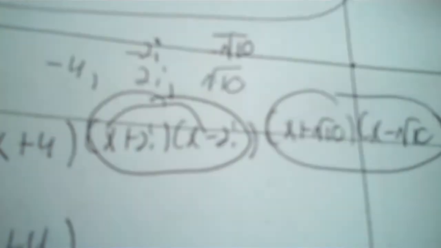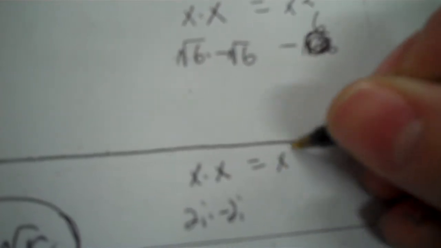But these have to be consolidated, so do these. Okay? So x times x, and then 2i times negative 2i. So that's x to the second. A positive 2 times a negative 2 is negative 4 i to the second. I to the second is negative 1. Okay? So we have negative 4 times negative 1, which is 4. So that would be x squared plus 4.